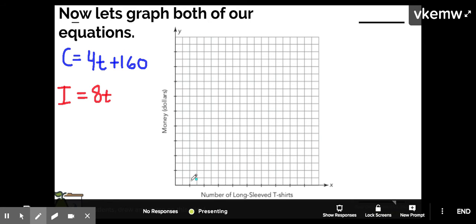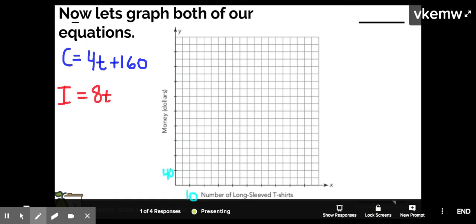So for here, what I'm going to do is I'm going to do our scale in 10. So number of long sleeve t-shirts, so 10, 20, 30, 40, 50, 60, 70, 80, 90, okay? Each hash mark here is going to be 10. And then each hash mark here, I'm going to make $40, okay?